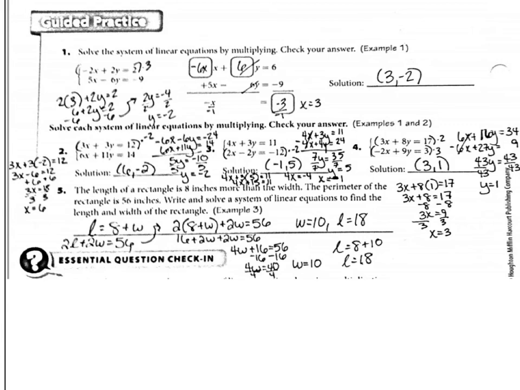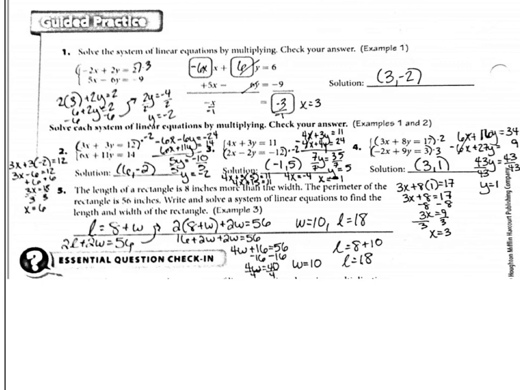On number 5, this is going to have that type of problem. I told you need to know this formula, and that formula is for the perimeter of a rectangle. So perimeter is P equals 2L plus 2W, but we know the perimeter is 56, so that means 2L plus 2W equals 56. We then also know that the length of the rectangle is 8 inches more than the width, so L equals 8 more than the width, 8 plus W.